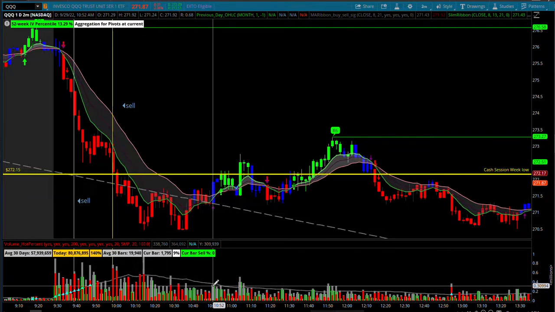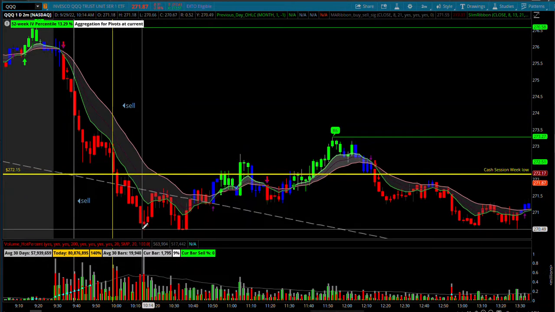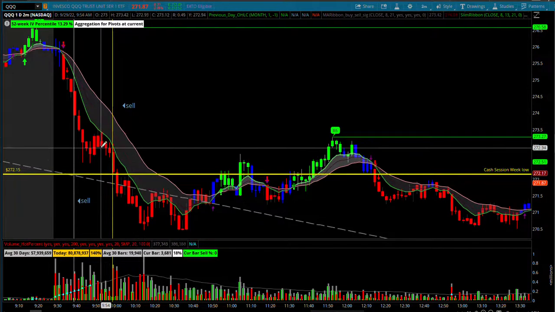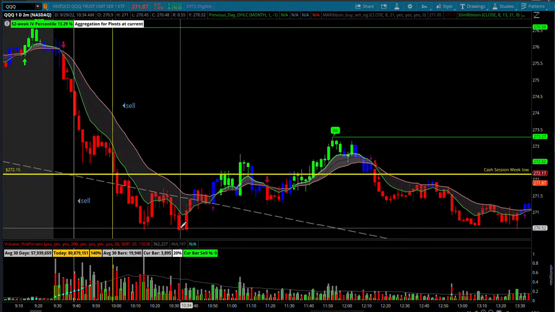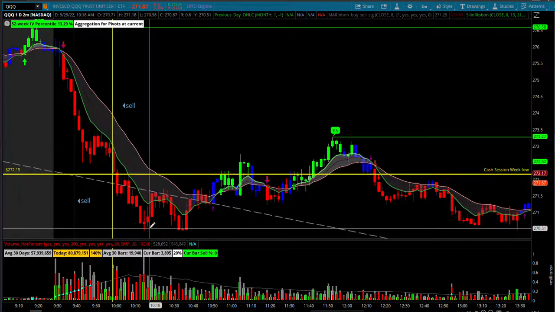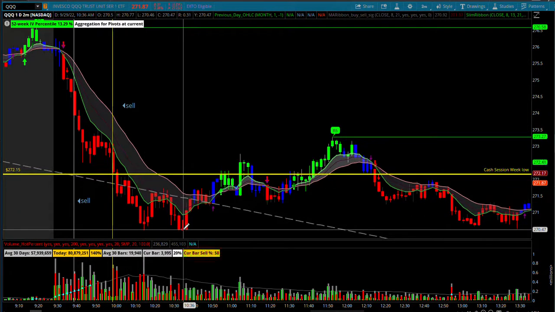Okay, so you could do a double bottom. So basically you came down here, came back up, we got a double bottom in here. That's a really good sell point. That's something I look for. I would have made triple my money if I would have done that trade. If I'd have just waited for the double bottom, in that scenario, it would have been a very good signal there, okay?